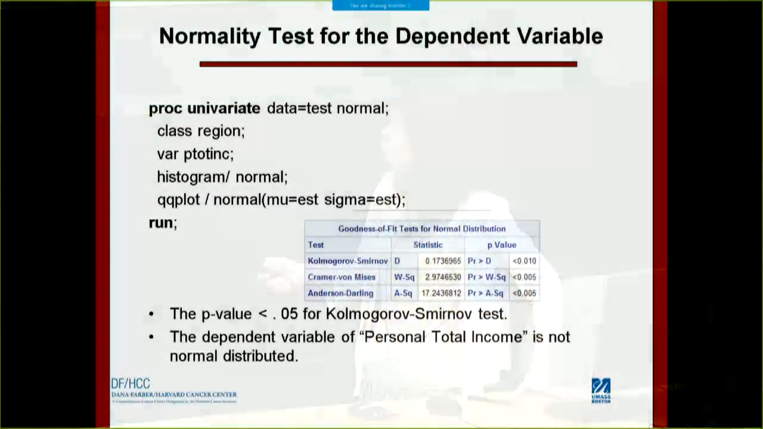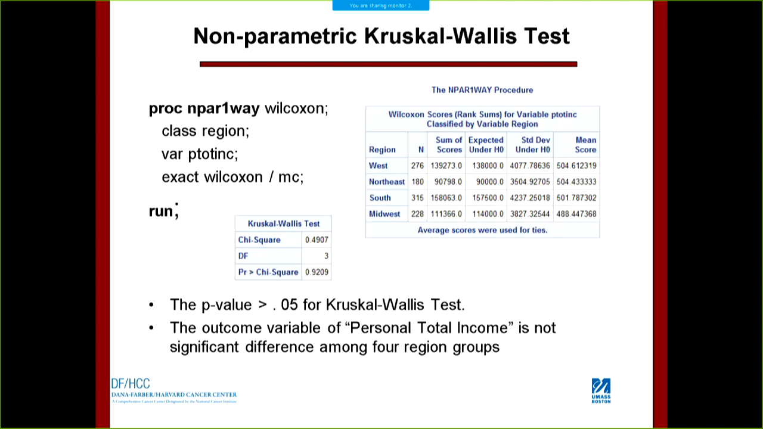This is a SAS program again to check the normal distribution, and the p-value is smaller than 5%. So the normal distribution has been rejected. We would like to try the non-parametric version of the one-way ANOVA.